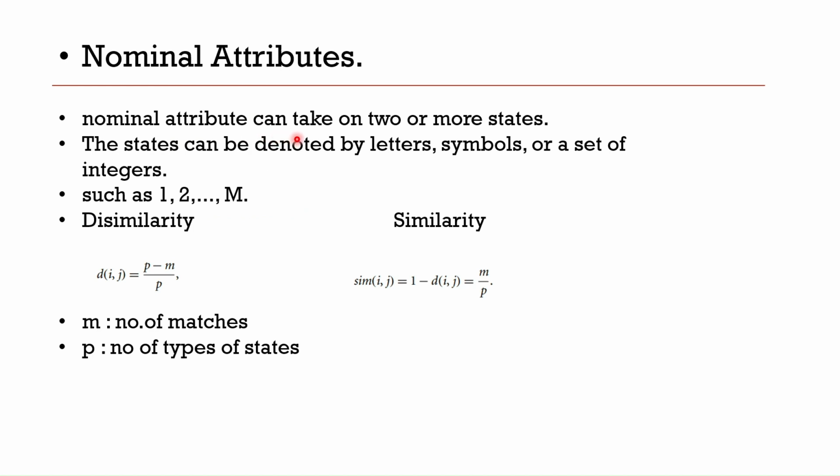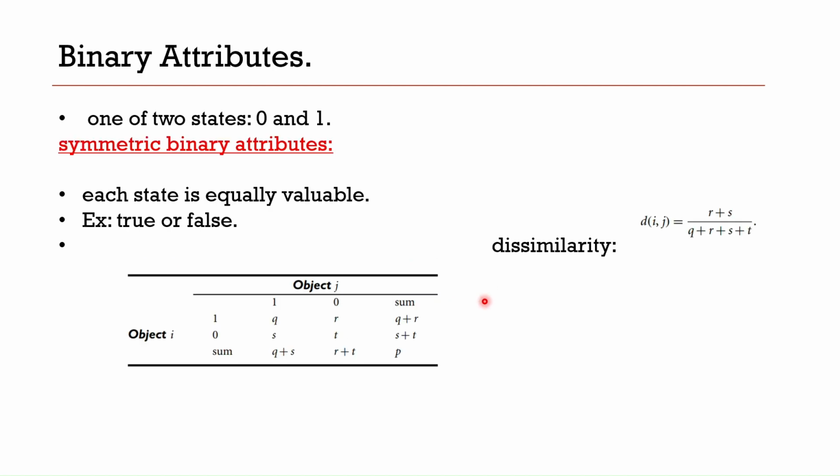Nominal attributes can take two or more states. The states can be denoted by letters, symbols and sets of integers, such as 1, 2, and so on up to m. The dissimilarity can be found by (p minus m) by p, where m is the number of matches and p is the number of types of states. And similarity can be found by 1 minus dissimilarity.